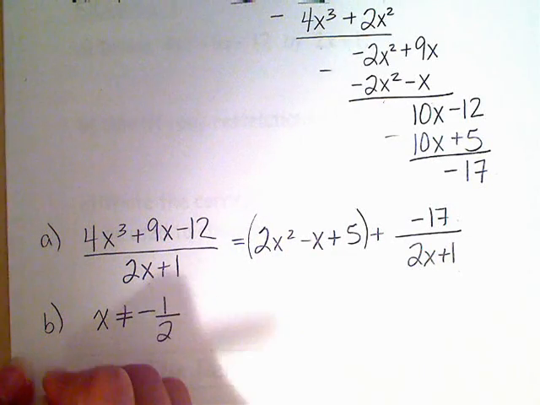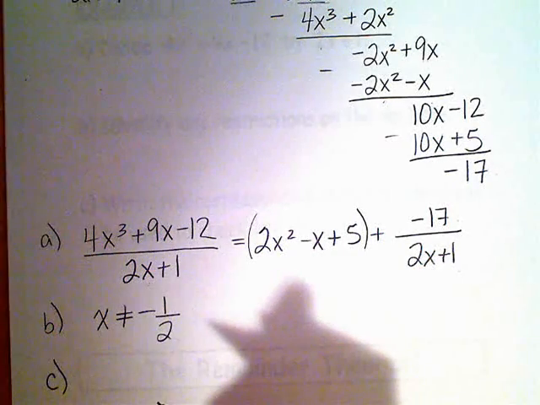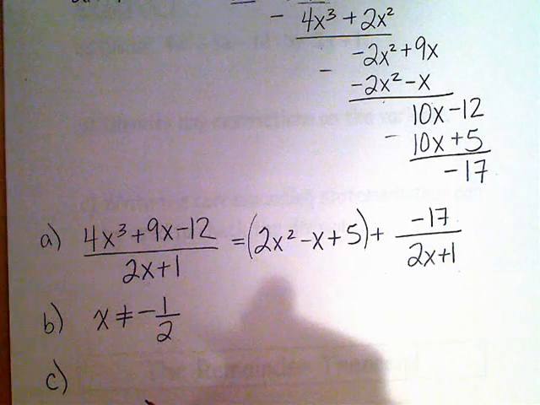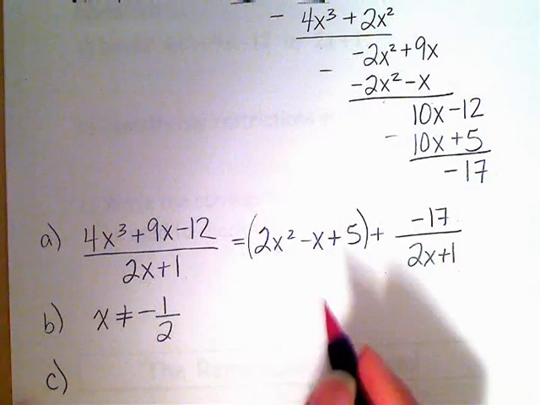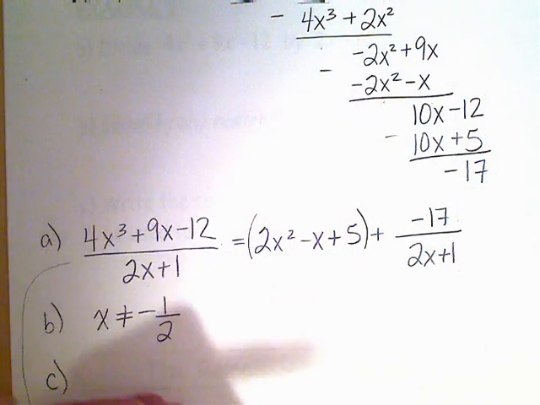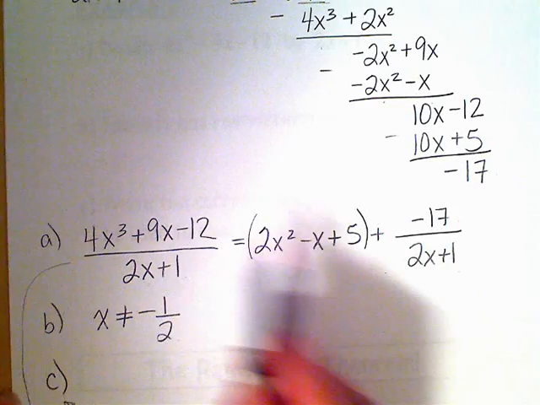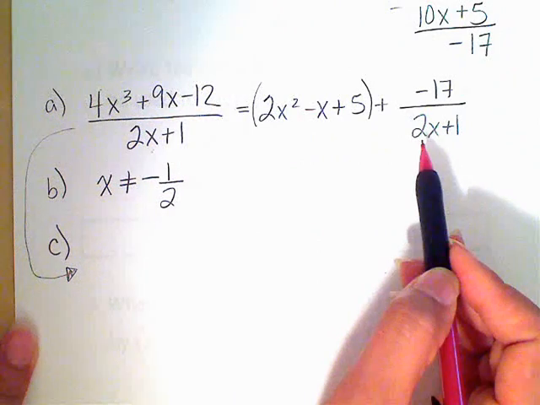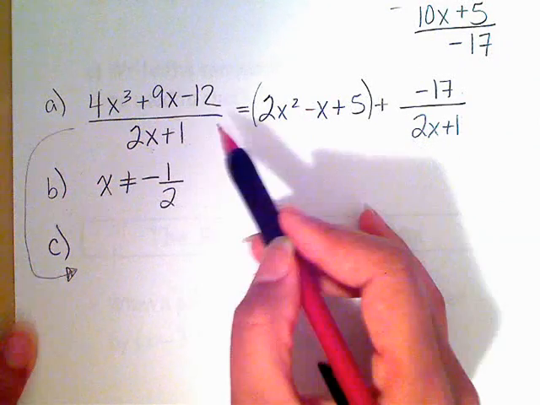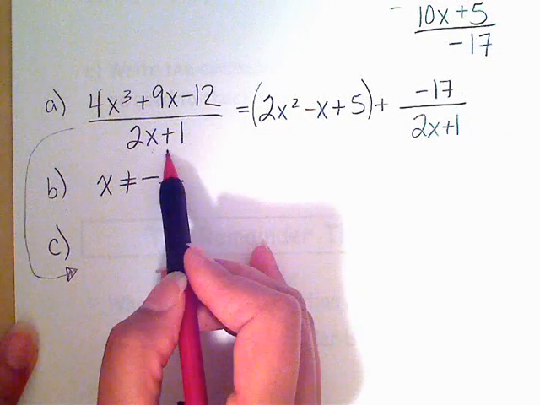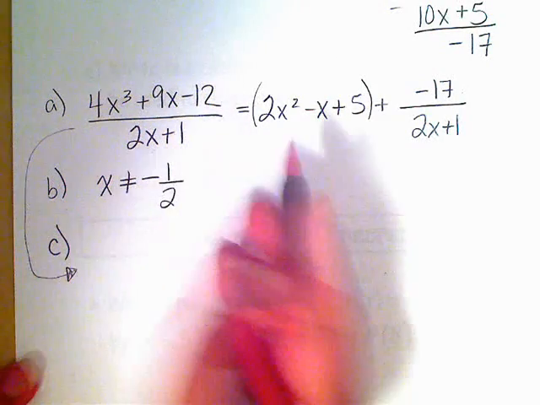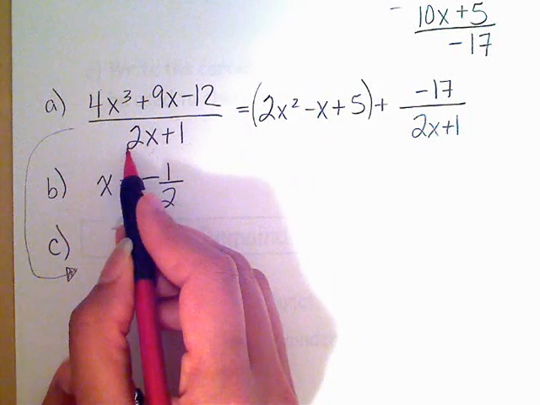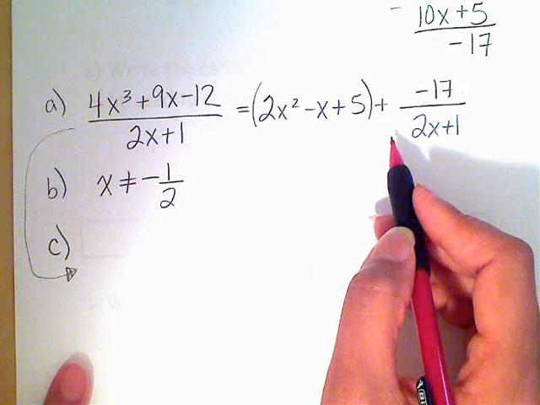And then finally, the last part of the question asks us to write the corresponding statement that can be used to check our work. And so what that means is we're going to take our division statement, or our quotient form, and multiply the left side and the right side of it by the divisor so that we can actually check our work. So what I'm going to do is multiply the left side by 2x plus 1 and multiply the right side by 2x plus 1 as well.